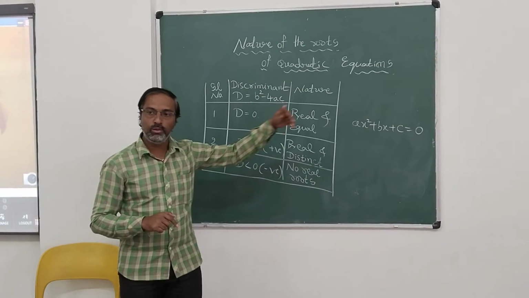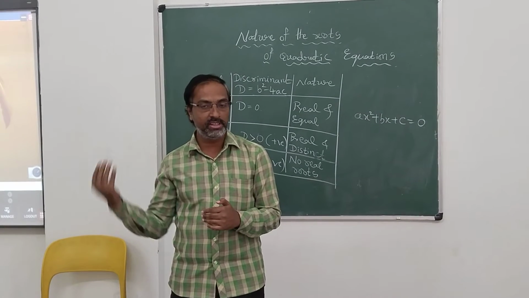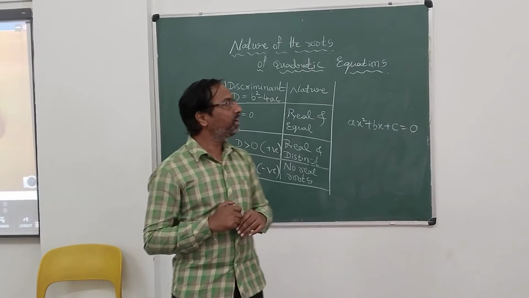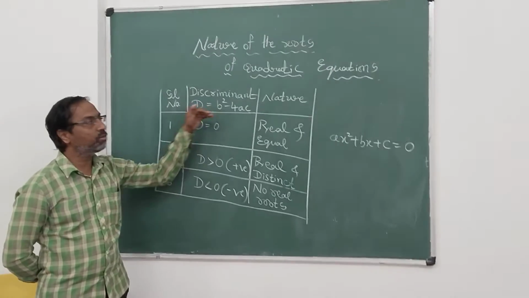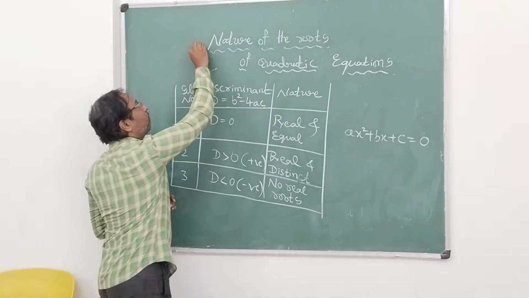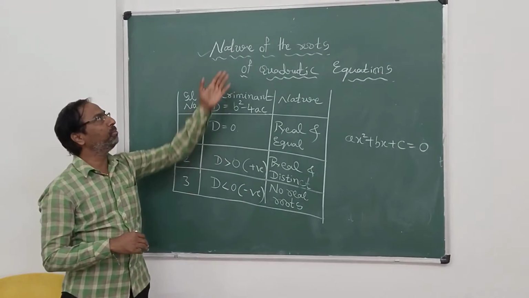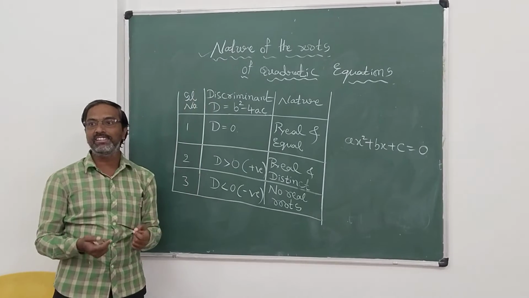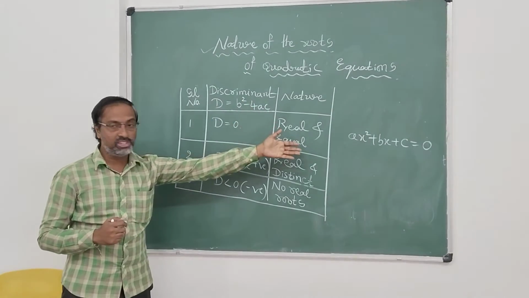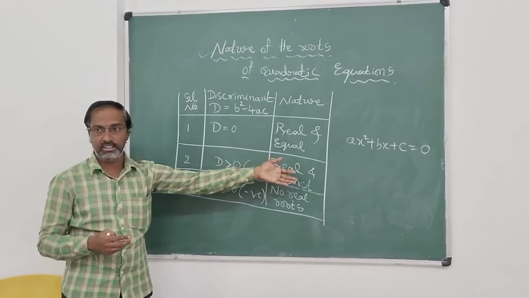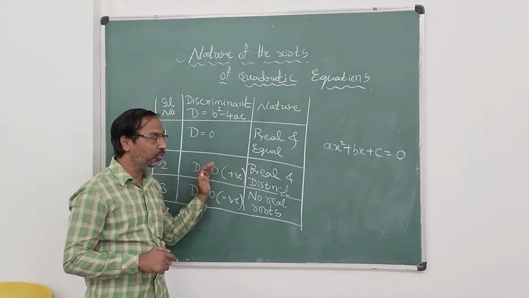We already learned all those methods, and by using them we did some sums in our previous classes. Today we learn one special characteristic of quadratic equations, called the nature of the roots of quadratic equations. What do you mean by nature? Nature is nothing but a characteristic. The roots of quadratic equations have some characteristics, and that is what we are discussing in today's class.